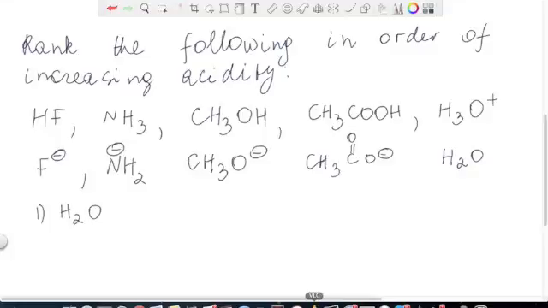So the rule tells us that the most electronegative atom wins, right? So the second place goes to fluorine minus, right? Fluorine is the most electronegative atom. Therefore, among all of these, it's best suited to accommodate negative charge. So now we have nitrogen versus oxygen. So we know that oxygen is going to win. But look at these two anions. We have a methoxy anion and acetate anion.